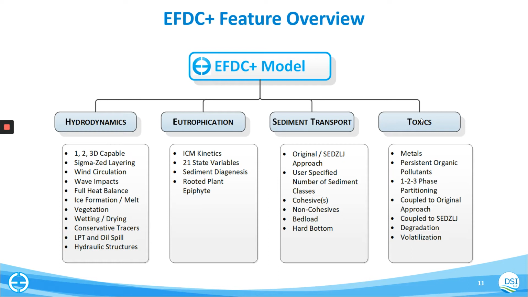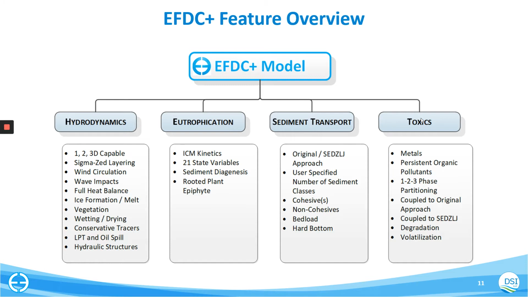Conservative tracers, it can simulate an unlimited number of tracers, and it is used for Lagrangian particle tracking and oil spill kinds of cases. And you can also simulate how the hydrodynamics behave going through a hydraulic structure. In eutrophication, it uses the model from CE-Qual. It's ICM kinetics, and it has multiple state variables, simulates sediment diagenesis and rooted plant epiphytes.